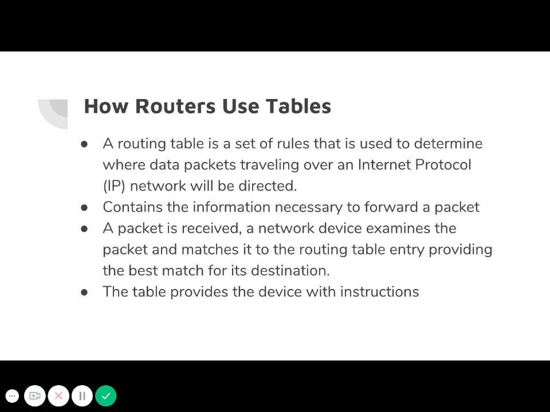A routing table is a set of rules that is used to determine where data packets traveling over an IP network will be directed, along with the best path towards its destination. It contains information such as the origin and destination that is necessary to forward the packet. When a packet is received, a network device examines the packet and matches it to the routing table entry providing the best match for its destination, and the table provides the device with instructions for sending the packet.